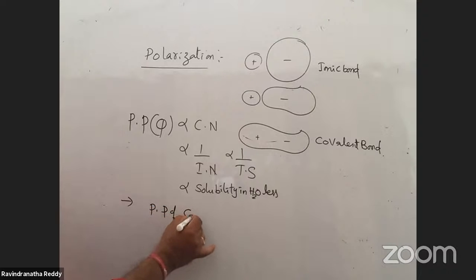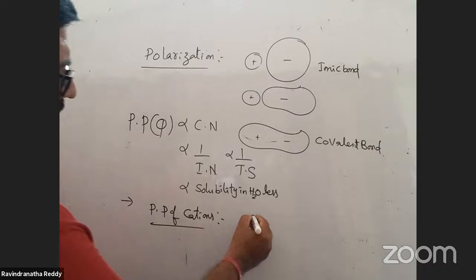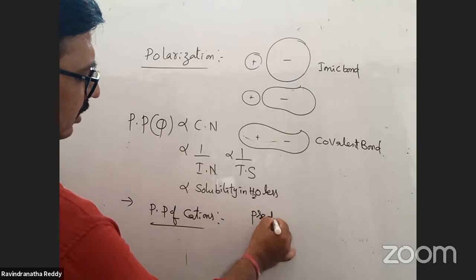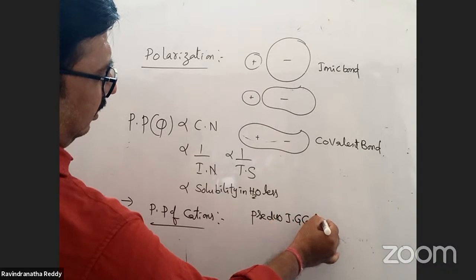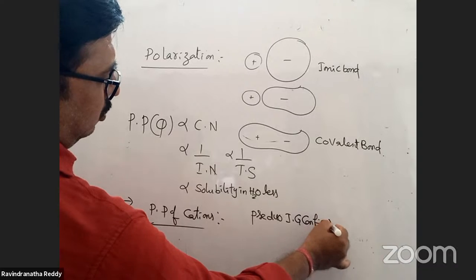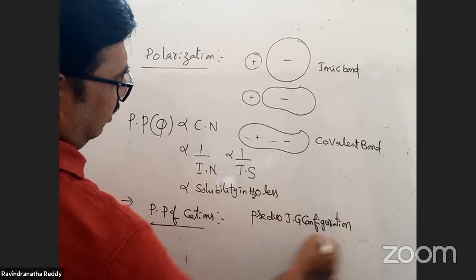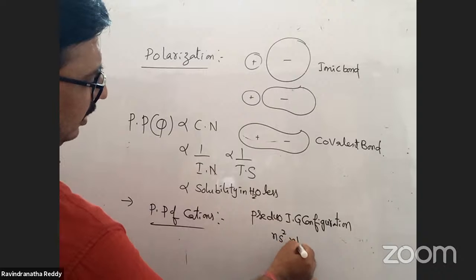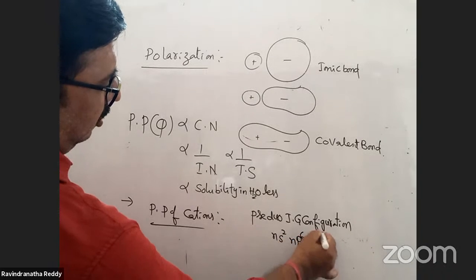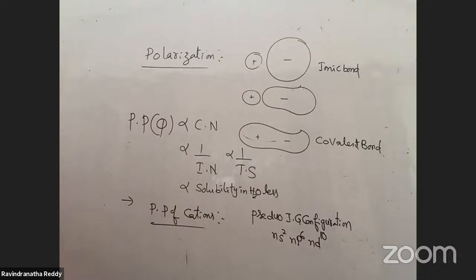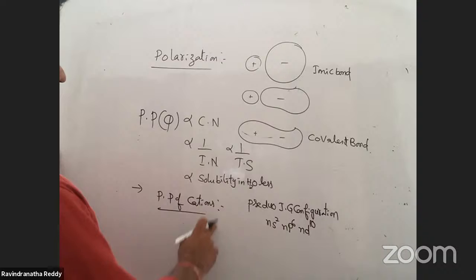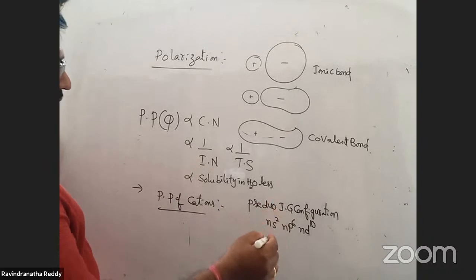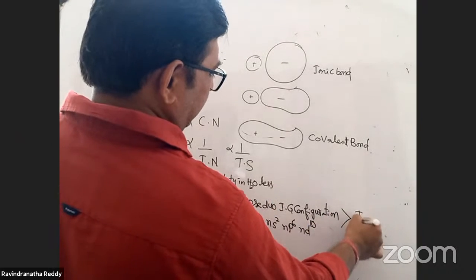The polarizing power of cations depends upon the electronic configuration. So wherever there is a pseudo inert gas configuration, what does that mean? ns2, np6, nd10. So here the outermost shell contains 18 electrons, not 8 electrons. In this condition, the polarizing power of cations is more when compared to the inert gas configuration.